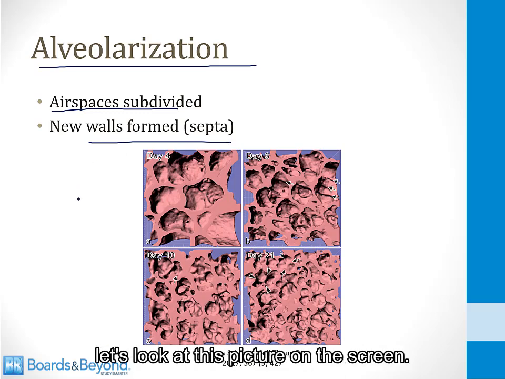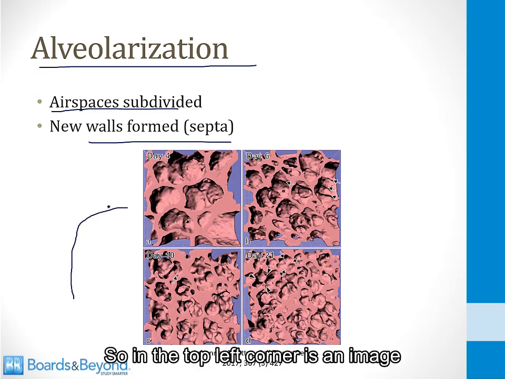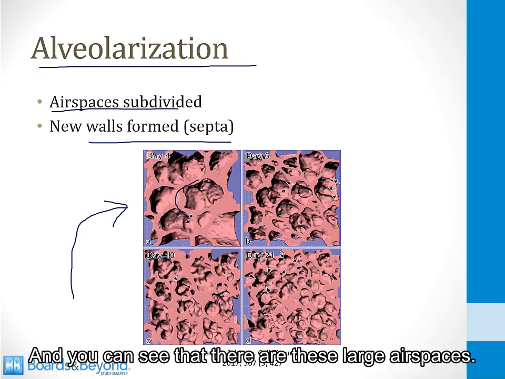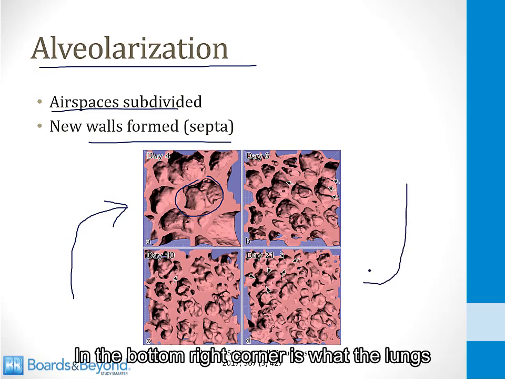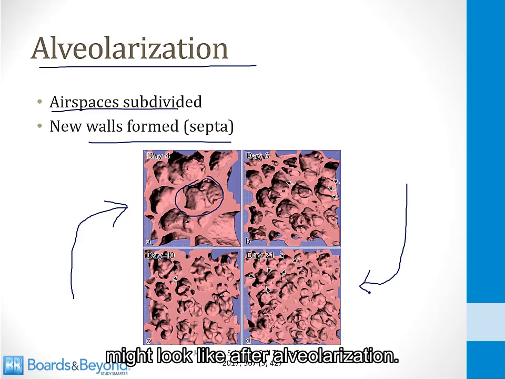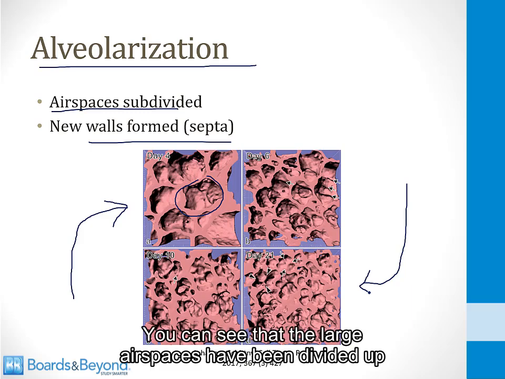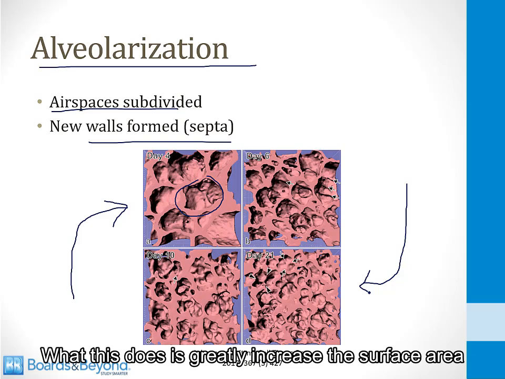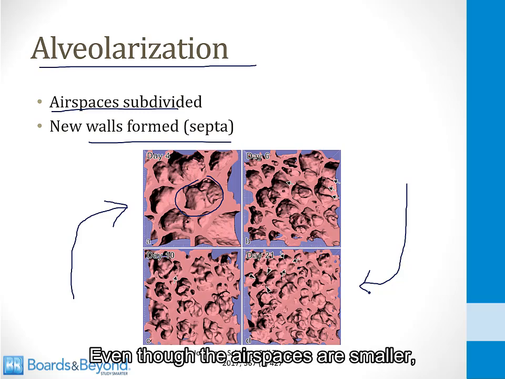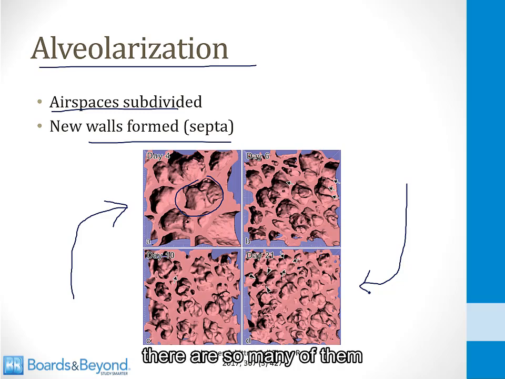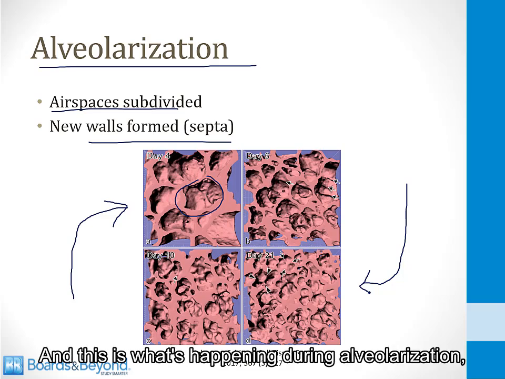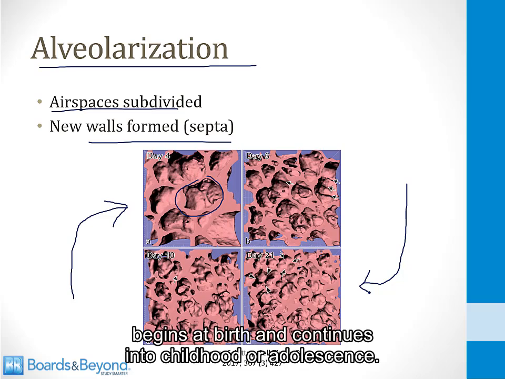To understand this better, let's look at this picture on the screen. So in the top left corner is an image of what the lungs might look like at the time of birth, and you can see that there are these large air spaces. In the bottom right corner is what the lungs might look like after alveolarization. You can see that the large air spaces have been divided up into smaller air spaces, which are much more numerous. What this does is greatly increase the surface area for gas exchange. Even though the air spaces are smaller, there are so many of them that there's much more ability for gas exchange. And this is what's happening during alveolarization, which, as I said before, begins at birth and continues into childhood or adolescence.